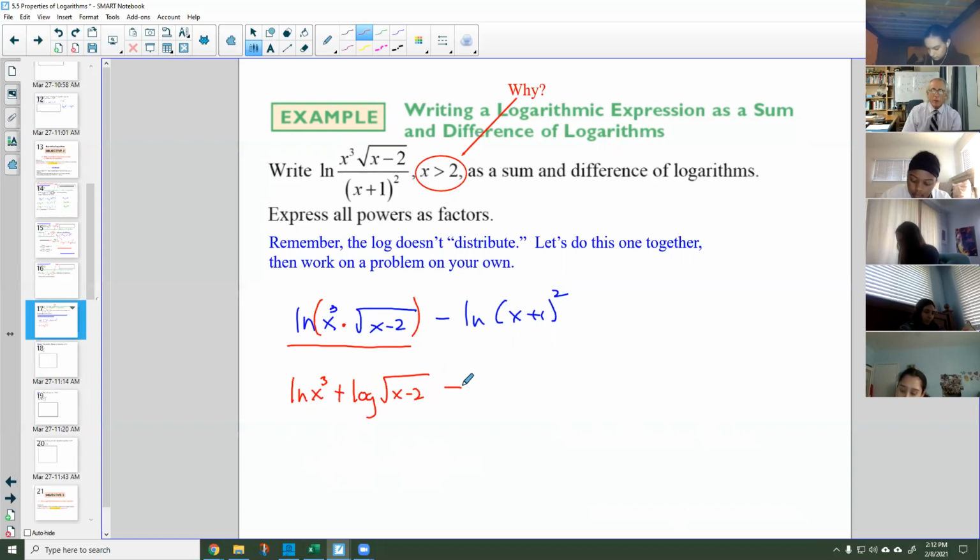Isabella A, can you help me? Can I expand this one over here at all? Did you get kicked out, Isabella? She might have. She said she was having internet issues, so we'll call somebody else.